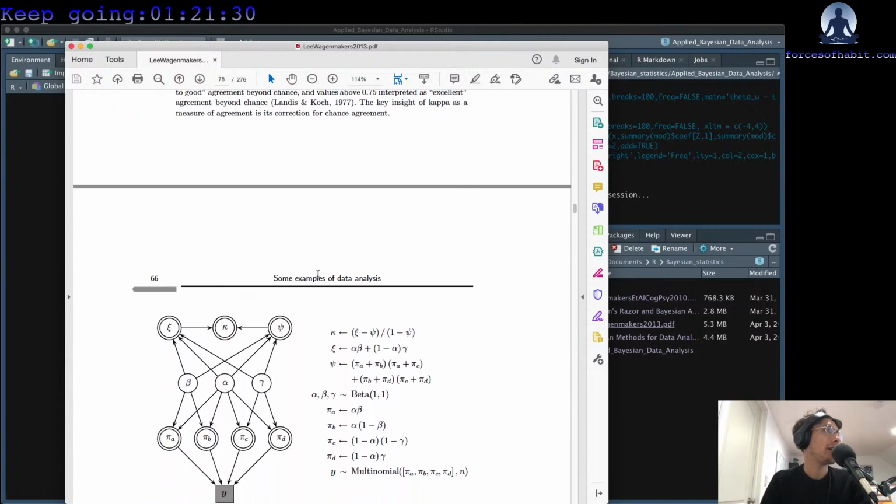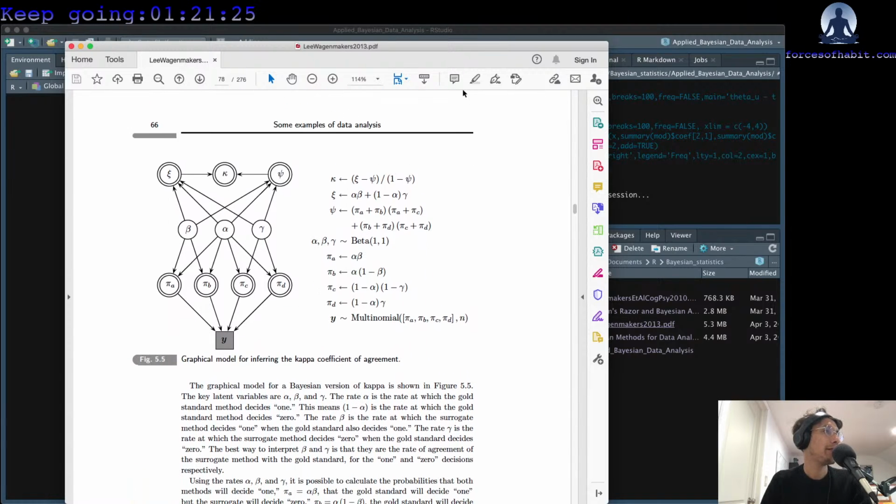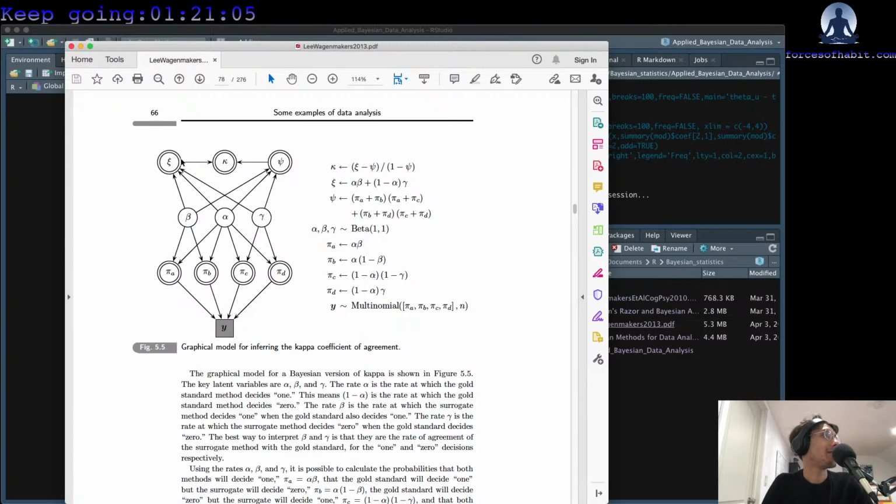Let's take a look at the graphical model then. So here's the Bayesian graphical model for Kappa. This is probably the first model we've seen that was this full. And so we have the 3 key latent variables here: alpha, beta, and gamma.